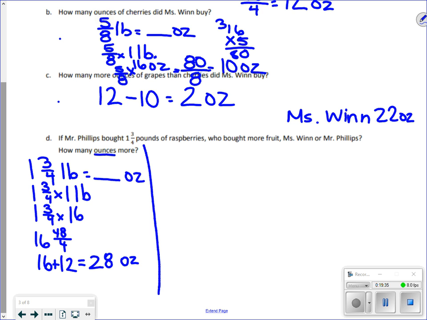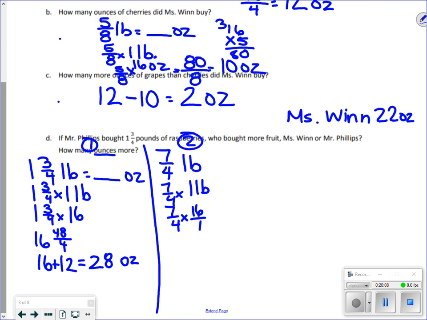One of my students, Alea, turned 1 3/4 into an improper fraction and multiplied it that way. So 4 times 1 is 4 plus 3 is 7. Then she did her conversion. So 7/4 times 1 pound, 7/4 times 16. So this would be way 1. This could be way 2.